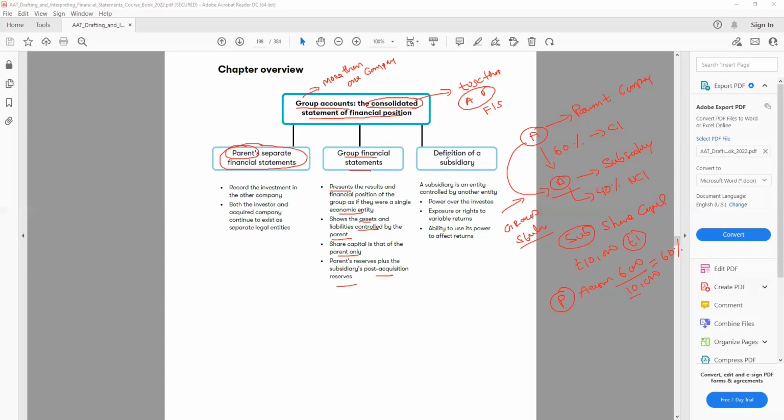And we have a definition of a subsidiary. What is a subsidiary? A subsidiary is an entity controlled by another entity. Control means power over the investee, exposure or right to variable returns, and the ability to use power to affect the returns. So this all gives the definition of a subsidiary. Now let's move on and look at a little bit more detail.